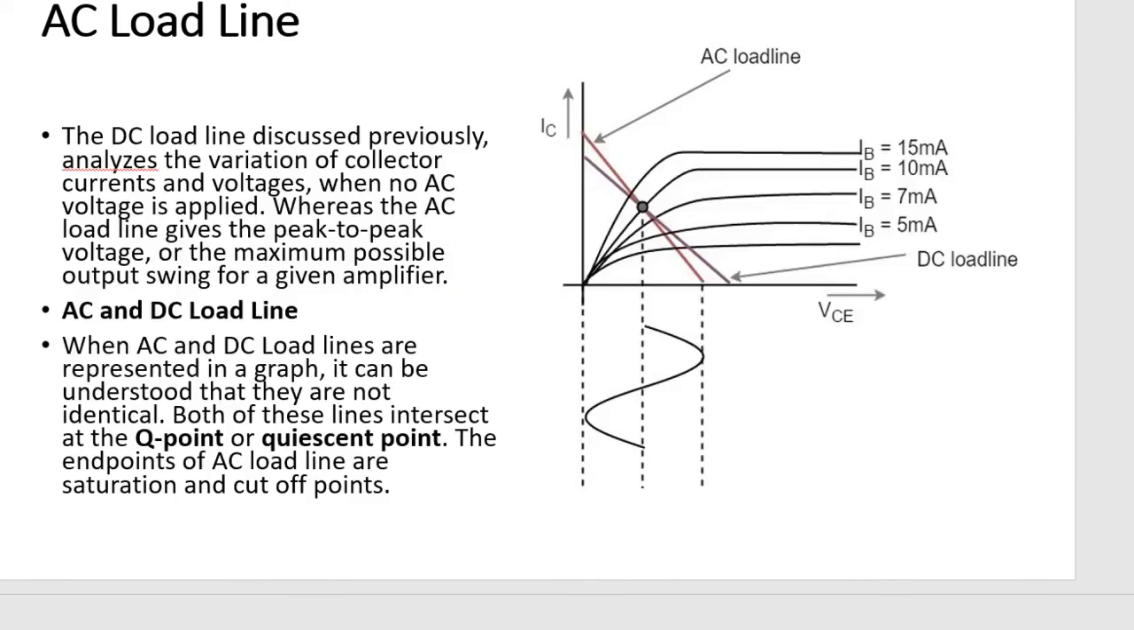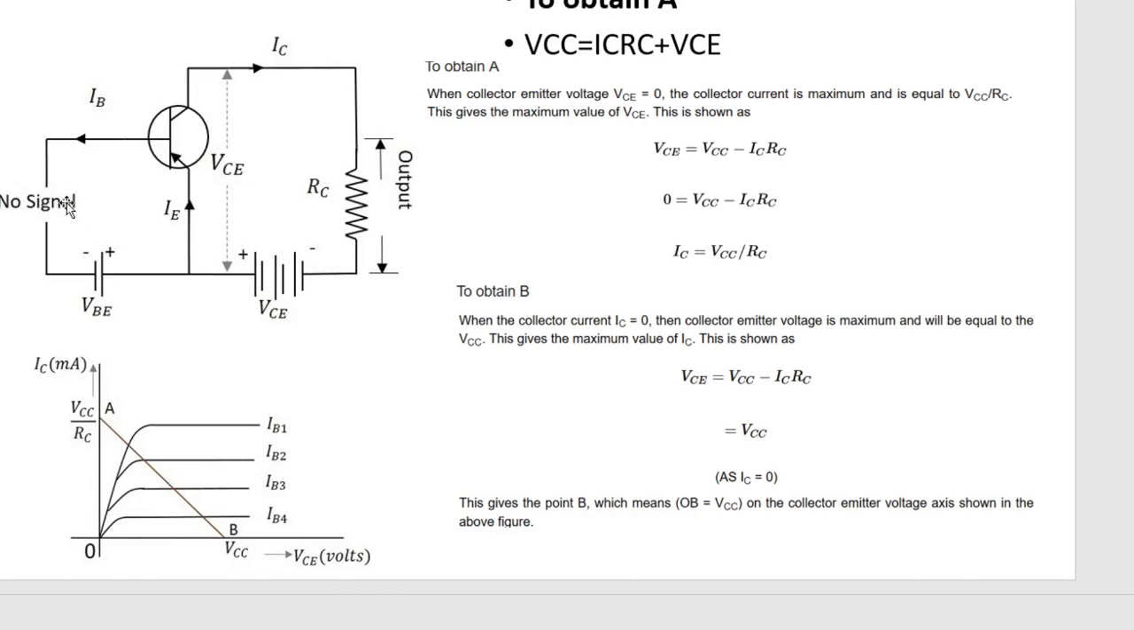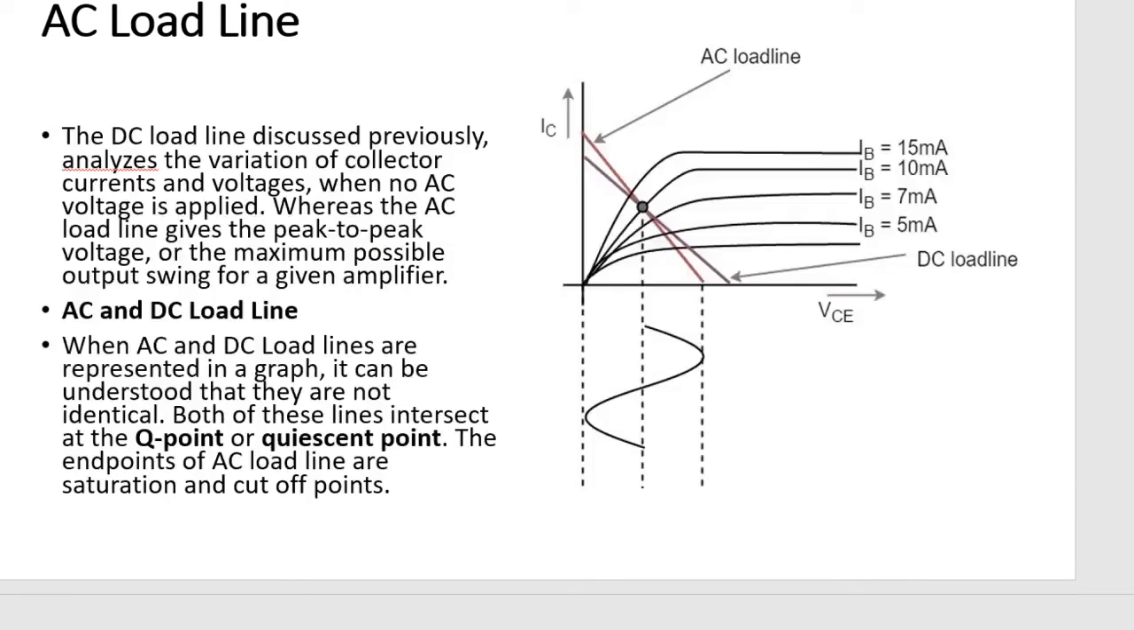Now we will discuss what the AC load line is. Suppose we are applying an input AC signal here, a sine wave or a square wave. Assume a 100 Hz sine wave signal is applied here. The load line that is obtained after the application of an AC input signal is called the AC load line. So it is the load line obtained after applying an input AC signal.